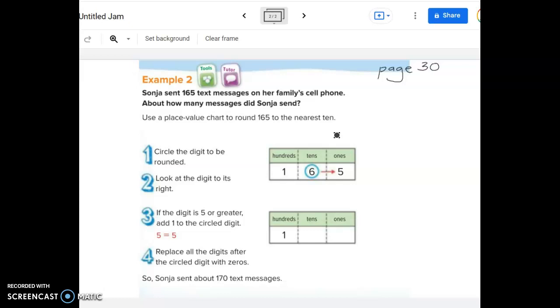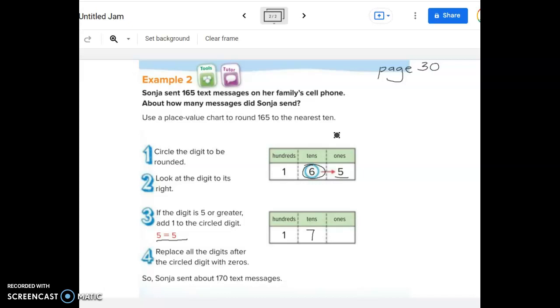Rules of rounding off once again. Number 1, circle the digit to be rounded. Look at the digit to its right. The digit to its right is the digit 5. If the digit is 5 or greater, add 1 to the circled digit. So if this digit is 5 or greater, we have to add 1 to the circled digit. And in this case, we find that the digit is in fact 5, so it's equal to 5, meaning that we have to add 1 to the circled digit. So the 6 will become 7.